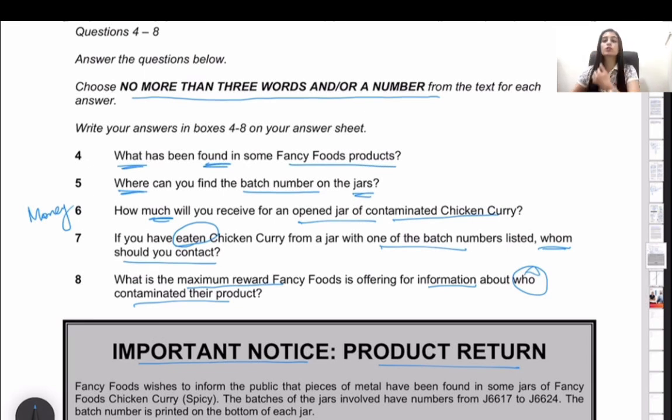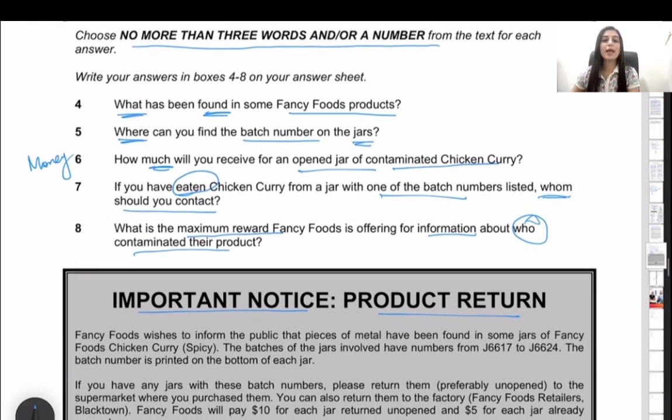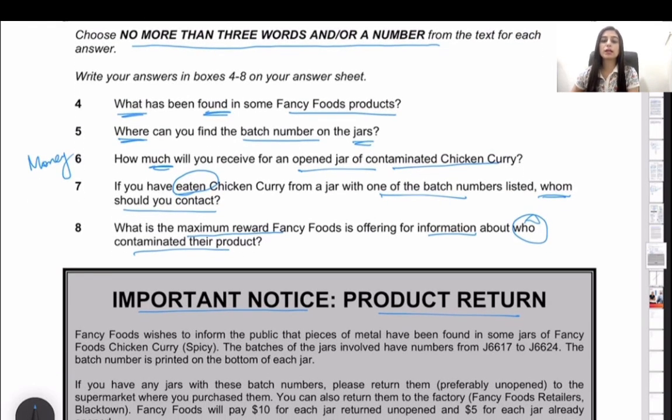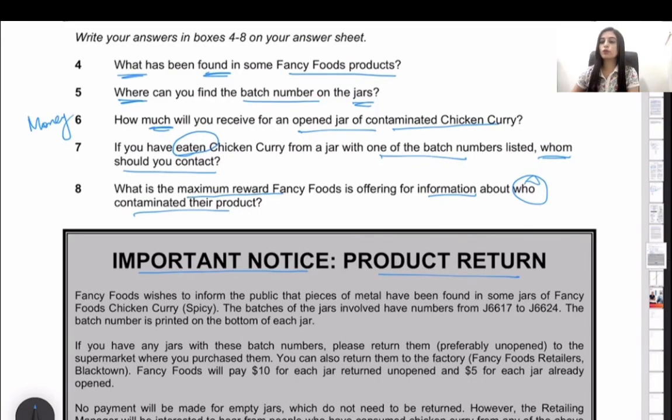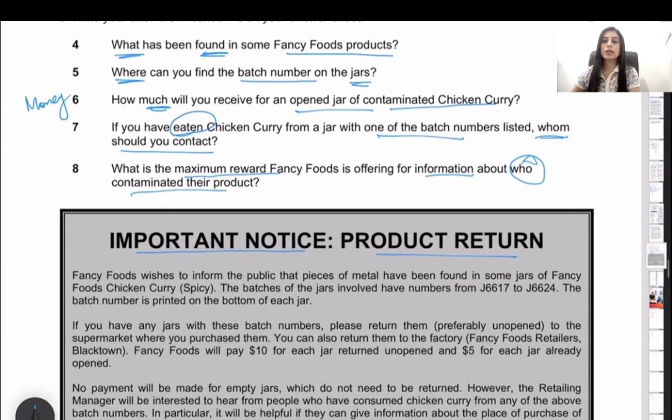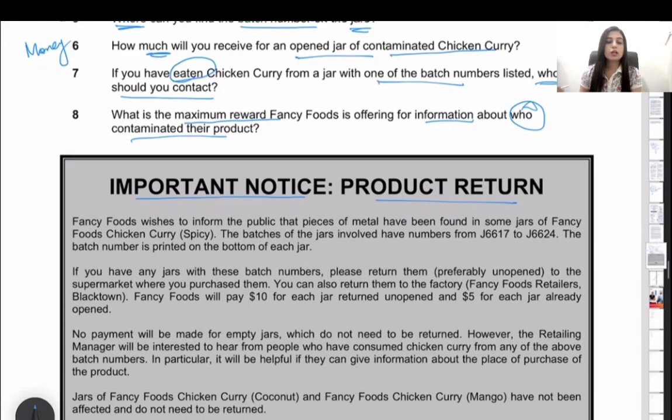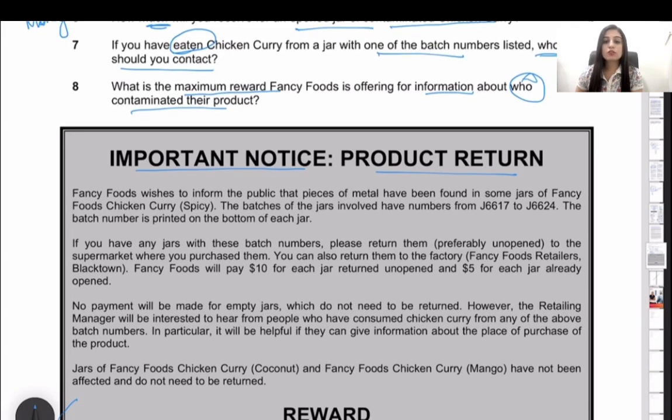Let's read the first 2 questions and try to find out the answers. What has been found in some fancy food products, and where can you find the batch number? Since we know that the answers will be in the same order, we'll be reading from the beginning. Okay, so Fancy Food wishes to inform the public that pieces of metal, it's in the very first line, have been found in some jars of Fancy Food chicken curry spicy.